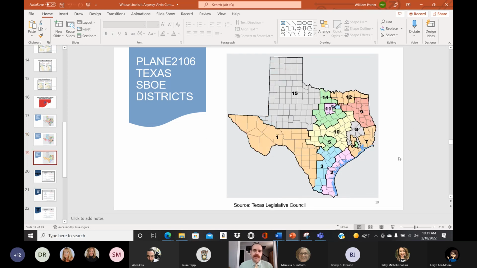This is Plan E2106, those 15 Texas State Board of Education districts. And a lot of you all are probably familiar with the State Board of Education. It's a 15-member elected board. Individuals are elected from specific districts. The State Board of Education has a tremendous impact upon the curriculum and ultimately the textbooks that are adopted amongst the 1,200 or so school districts here in the state of Texas.